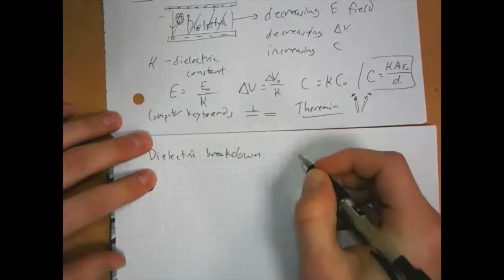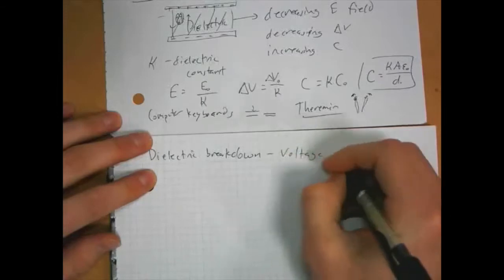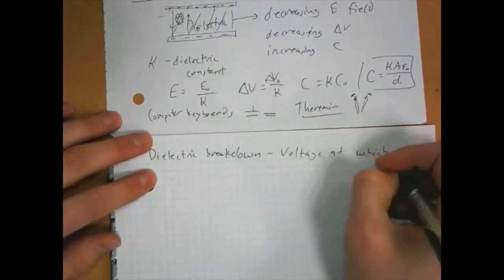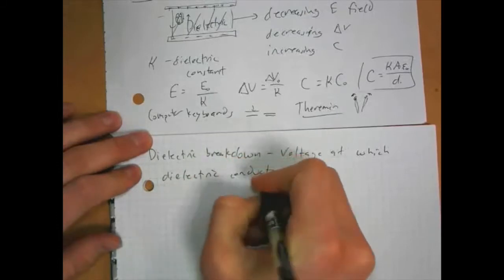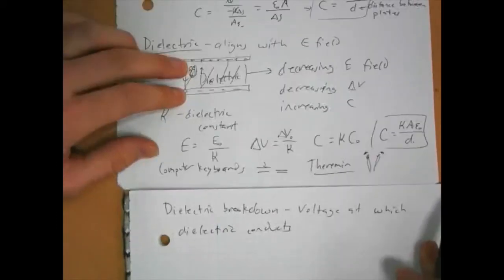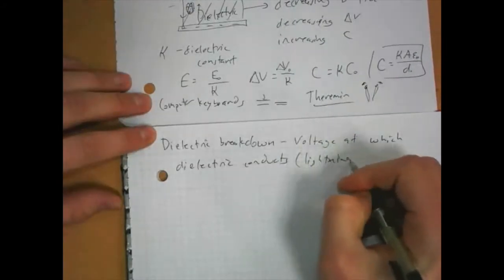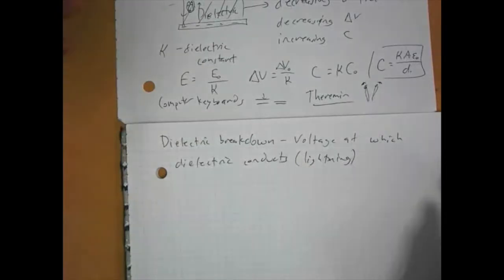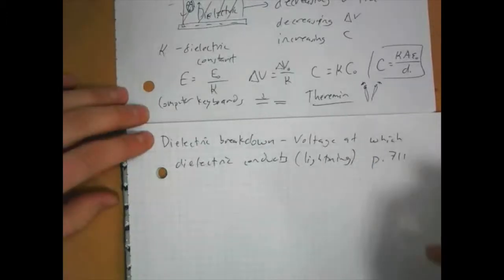And that is what dielectric breakdown is: the voltage at which the dielectric will conduct, so that charge is able to flow between the plates of the capacitor. Essentially, this is lightning. You get sparks between them, and so charge will be transferred between the two plates of the capacitor. There's a table for dielectric breakdown of various materials on page 711.